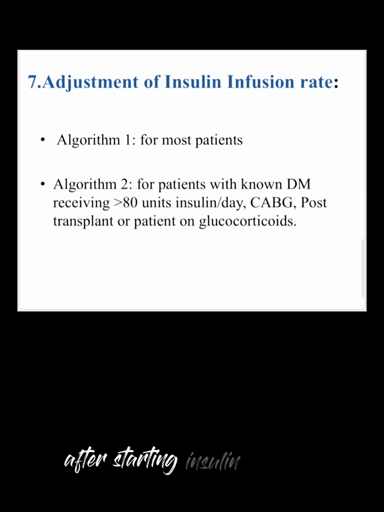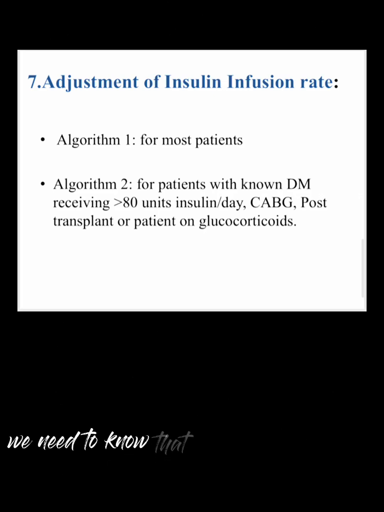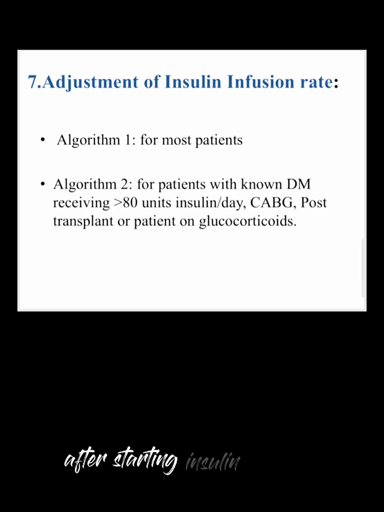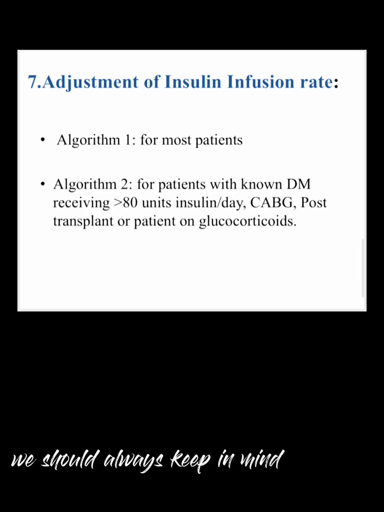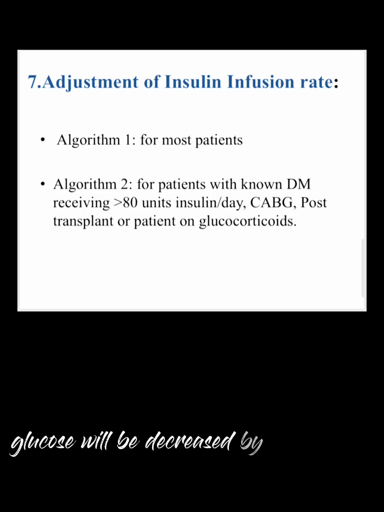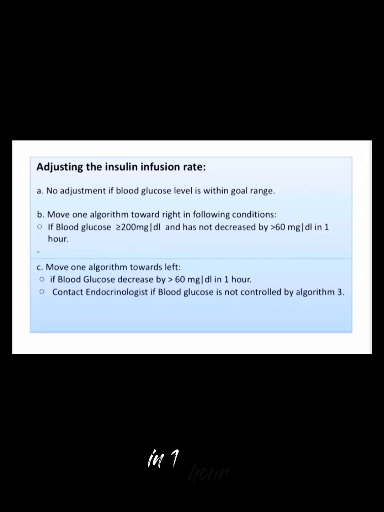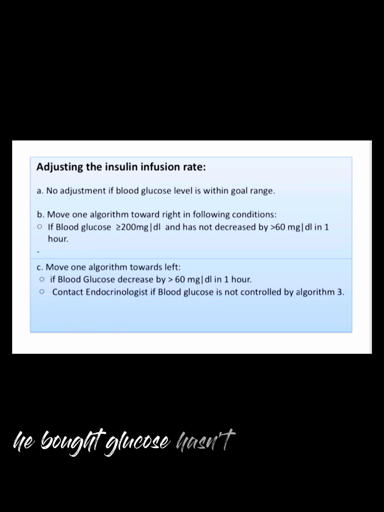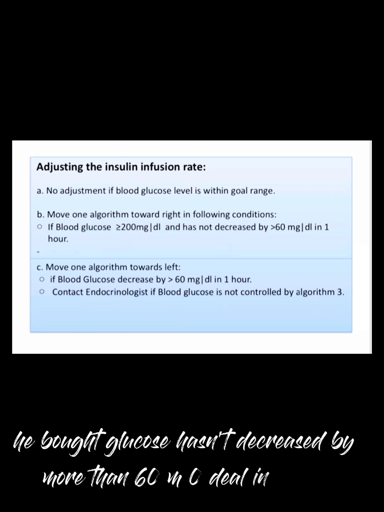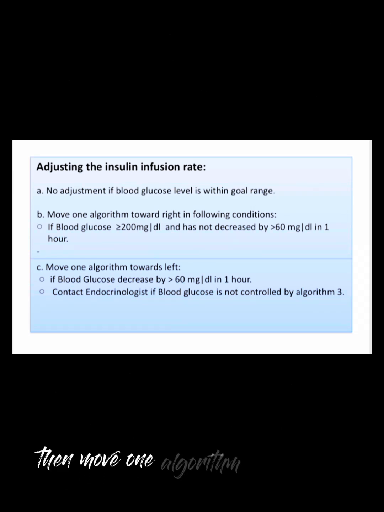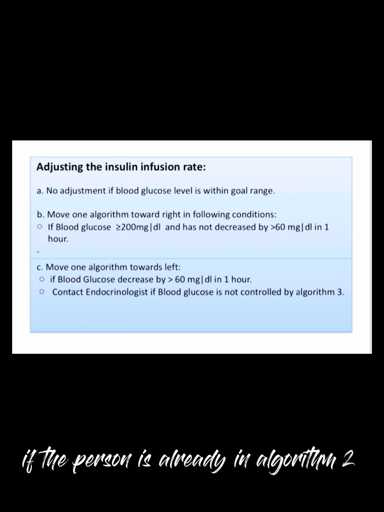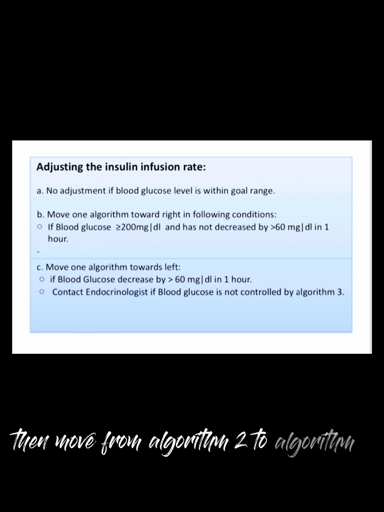After starting insulin infusion, we need to know how to adjust the insulin infusion. We should always keep in mind that blood glucose should decrease by more than 60 mg per dL in 1 hour. If blood glucose hasn't decreased by more than 60 mg per dL in 1 hour, then move one algorithm towards the right, like from algorithm 1 to algorithm 2. If the patient is already in algorithm 2, then move from algorithm 2 to algorithm 3.